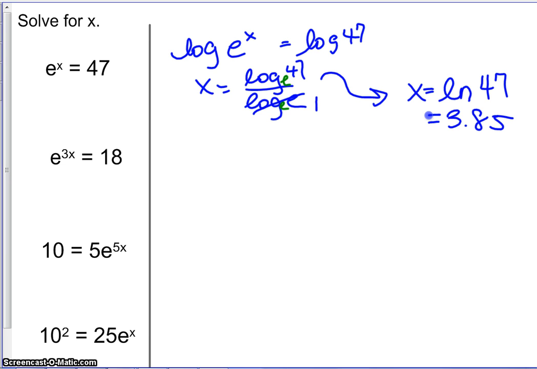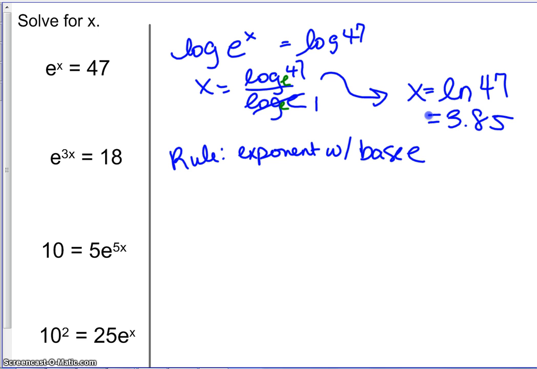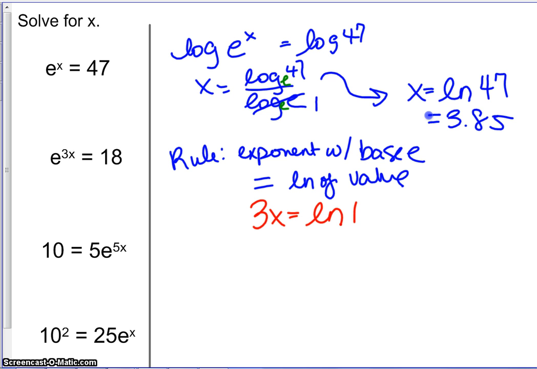Okay? So we can come up with our rule. Our rule is that the exponent with the base of e equals the natural log of the value on the other side. So in this case here, the 3x equals the natural log of 18. Now if I'm solving this for x, I would just divide both sides by 3, and my x really equals the natural log of 18 divided by 3.